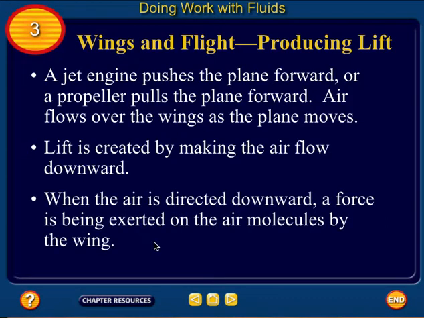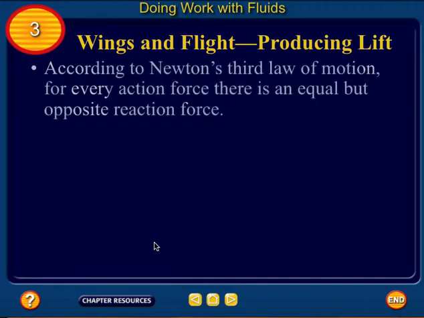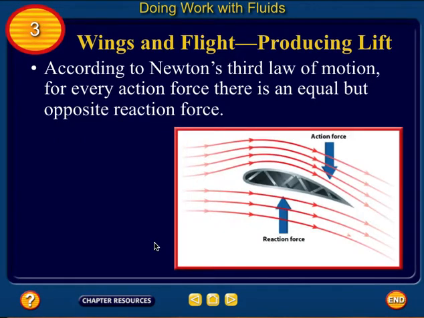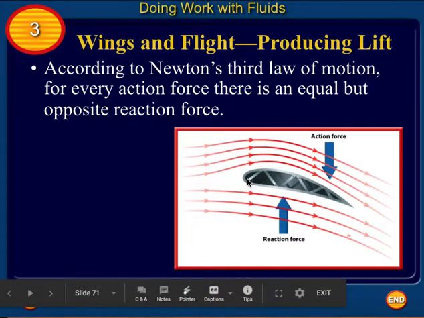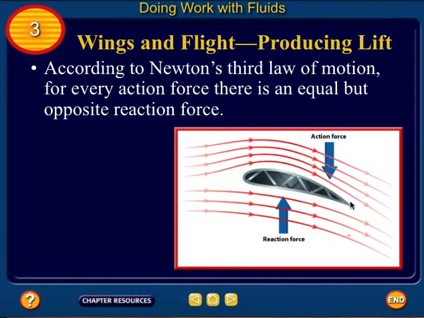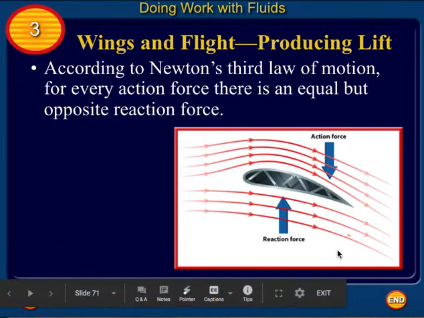When the air is directed downward, a force is being exerted on the air molecules by the wing. According to Newton's third law of motion, for every action, there's an equal and opposite reaction. See, the shape of the wing has a larger surface on the top and more of a straight line on the bottom. That causes the air to move in a different direction, which creates this downward force on the wing.